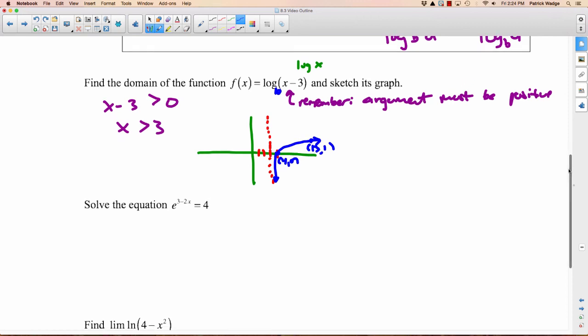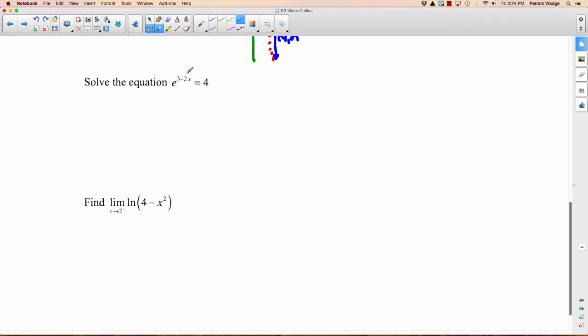Okay, next one we're going to solve this equation. What we want to do here is to take logarithm of both sides. Now, what kind of logarithm are we going to take? Well, since this is e, we're going to take the natural logarithm. It's going to make it easier to cancel some stuff out later. So both sides, take the natural logarithm.